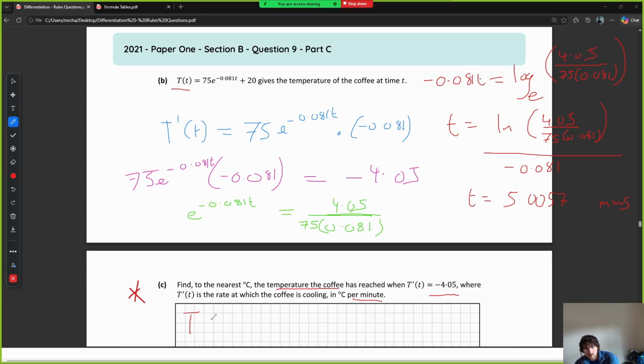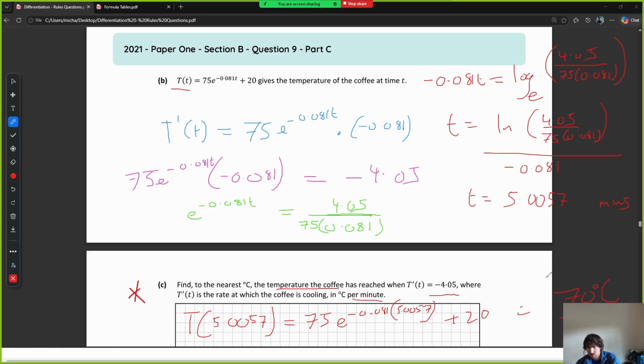So we go T of 5.0057 equals 75, plus 20. This was a little bit of a tough thing for students. They'd be so happy after getting the time there that they might have forgotten to read the question again and see if that was actually what they were looking for. So the temperature of the coffee when this happens is 75e to the minus 0.081 multiplied by our new number, 5.0057, add 20. The coffee is pretty bang on 70 degrees Celsius.